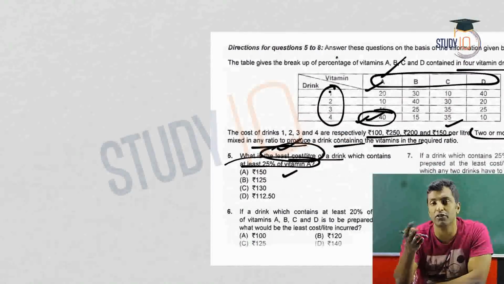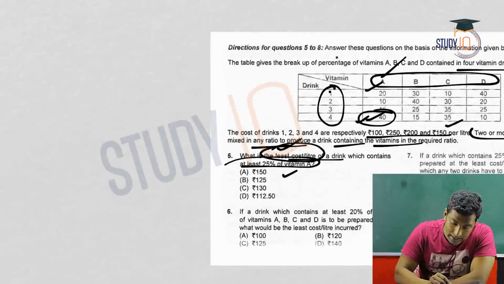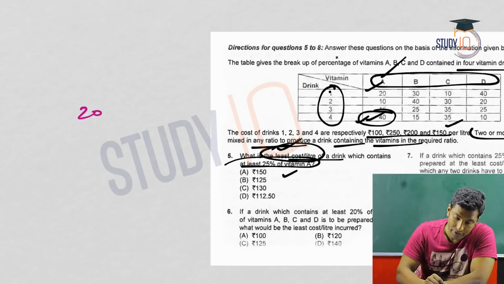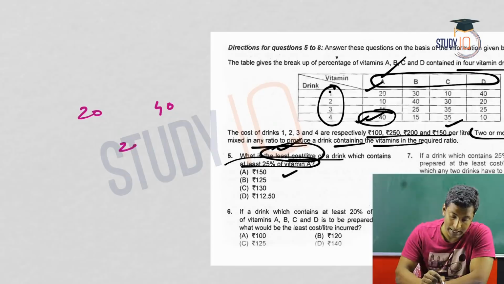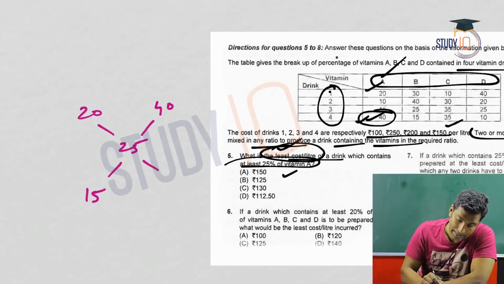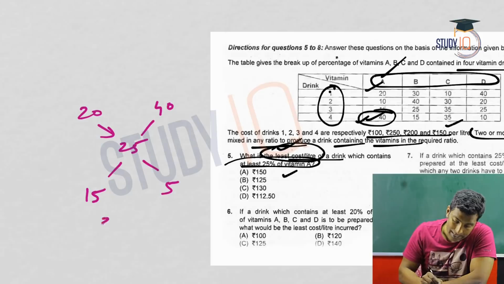We know the concept of average, weighted average, mixture, segregation. We solved it, right? So drink 1 contains 20% A, drink 4 contains 40% A. What we are supposed to get is 25% A. So you can clearly see in what ratio you need to mix. Sorry, when you take this difference, 20 and 25, you'll get 5. 40 and 25 will get 15. So you are getting a 3:1 ratio.